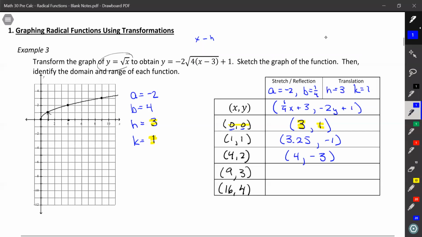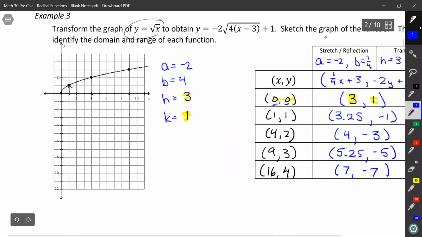1/4 of 9 is equal to 2.25 plus 3 comes to 5.25. 3 times -2 is -6 plus 1 is -5. And the last one would be 1/4 of 16 is 4 plus 3, that would be 7. And -2 times 4 is -8 plus 1 is -7. So there are the points.